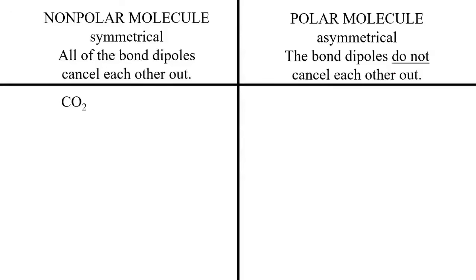So nonpolar molecules tend to be symmetrical and all of the bond dipoles cancel each other out, whereas a polar molecule tends to be asymmetrical and the bond dipoles do not cancel each other out.